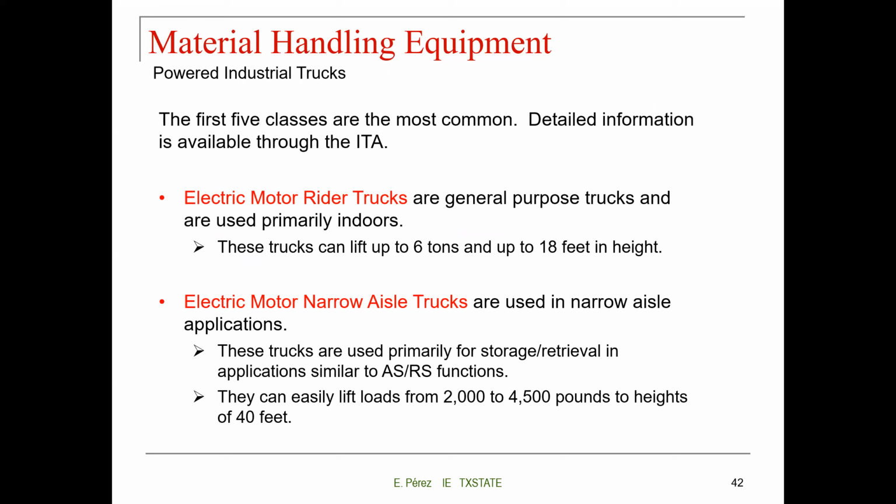So the electric motor rider trucks are general purpose trucks and used primarily indoors. These trucks can lift up to 6 tons and up to 18 feet in height. The electric motor narrow aisle trucks are used in narrow aisle applications. These trucks are used primarily for storage and retrieval in applications similar to the AS/RS function, and they can easily lift loads from 2,000 to 4,500 pounds to heights of 40 feet.